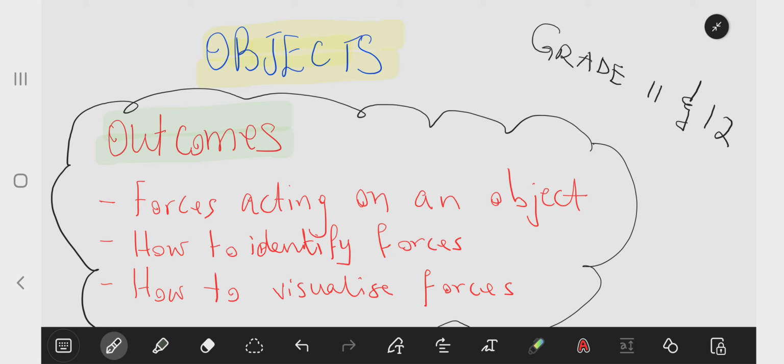So the outcome for this lesson is that you should be able to know the different forces that act on an object. Either the object is stationary and not moving, you have to understand the forces that are acting on that object, or maybe that object is moving, then you still need to understand the forces that are acting on that object, because the forces affect the motion or the nature of the objects, right?